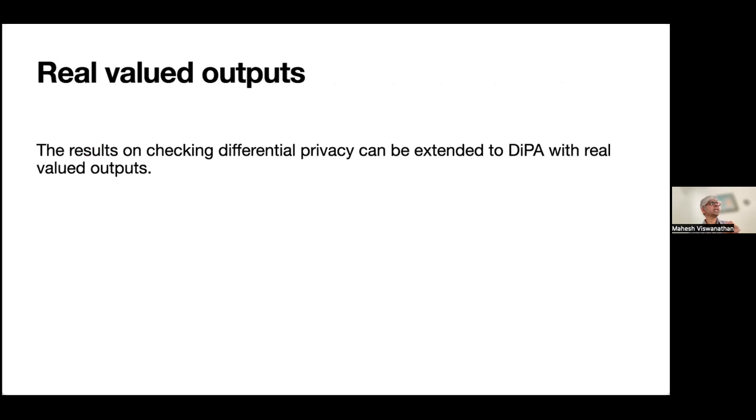Just a pointer: the condition that I stated in that theorem applies to automata where the output is from some finite set. In our LICS paper last year, we actually looked at automata, as I mentioned, where the outputs can either be from a finite set or from real values. Essentially, those observations can be modified to account for automata that have real valued outputs as well. The condition becomes a little bit more tricky and the proof becomes more complicated, but it can be handled.